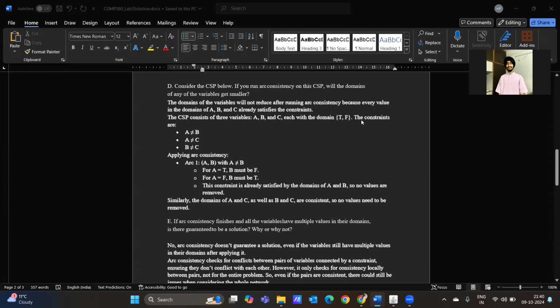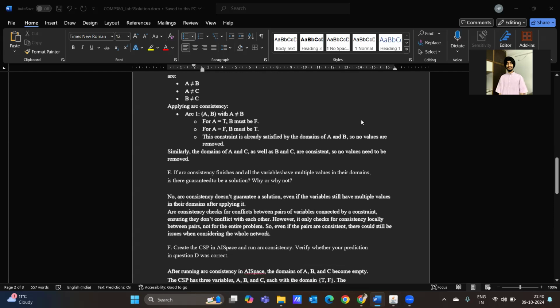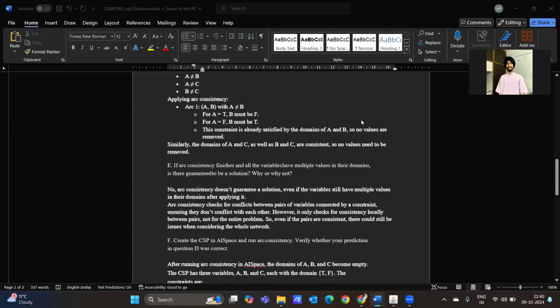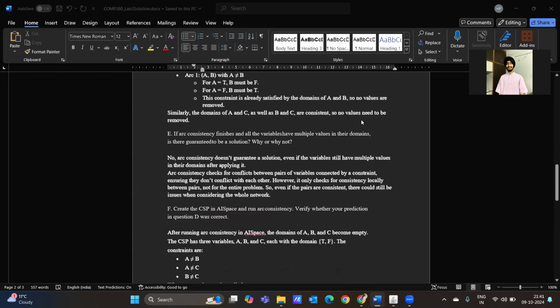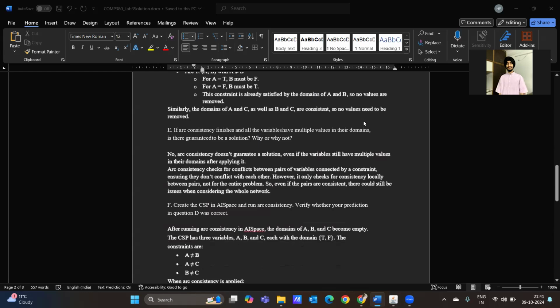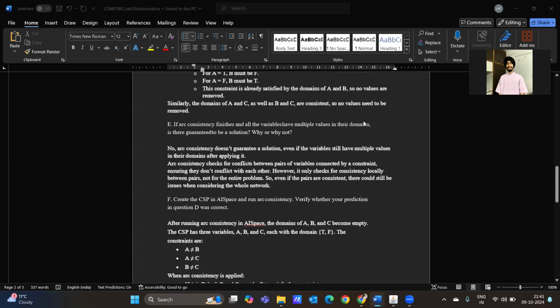So for the first arc A, B, with A is not equal to B, if we take A equal to T, B must be F, and for A equal to F, B must be T. This constraint is already satisfied by the domains of A and B, so no values are reduced. Similarly, the domains of A and C as well as B and C are considered, so no values need to be removed.